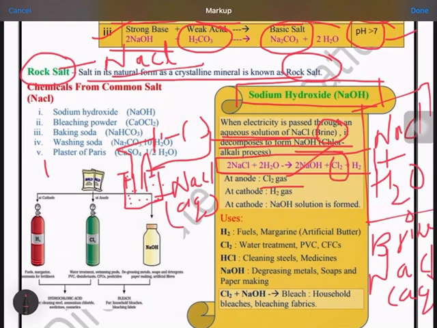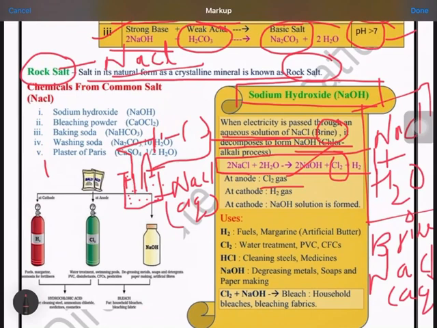At the cathode, sodium hydroxide solution will be formed. You have to remember that along with the gases released, at the anode you are getting chlorine gas, at the cathode you are getting hydrogen gas, and along with these gases the formation of the main product, sodium hydroxide, is taking place at the cathode.